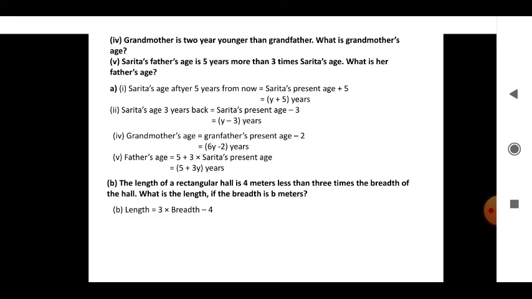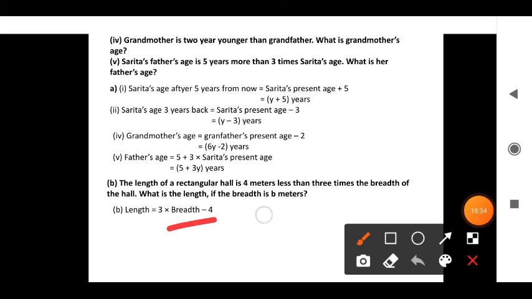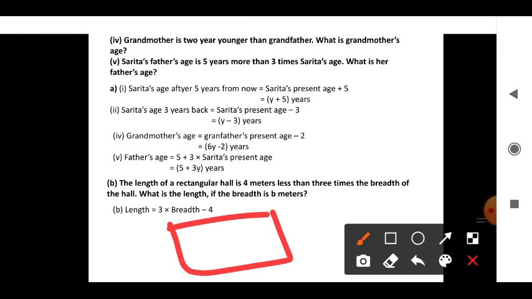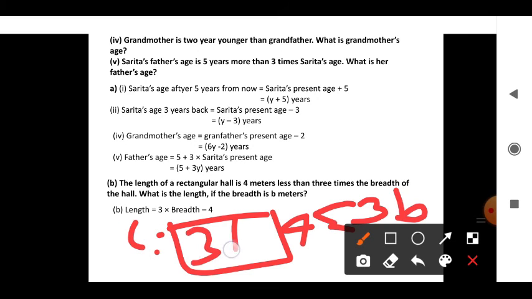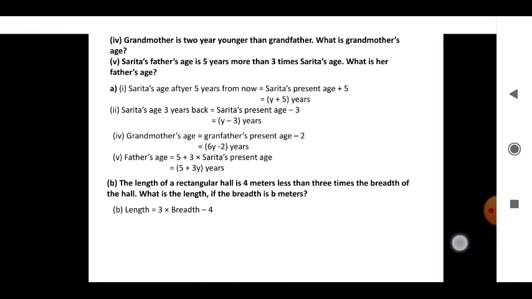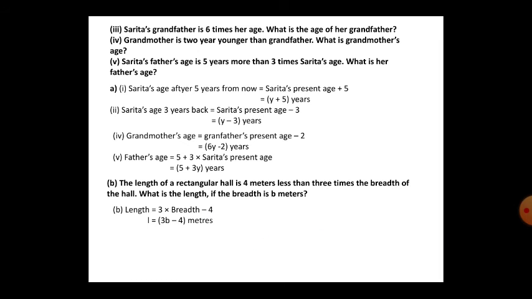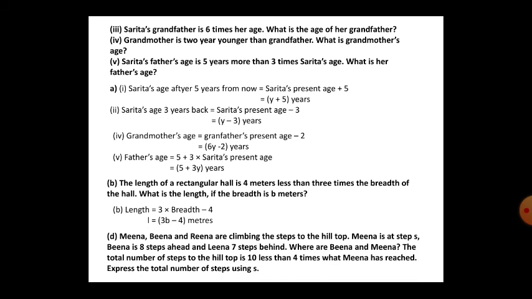So here length equals 3 into b minus 4, because it is a rectangle hall. The length is 4 meters less than 3 times the breadth, 3b. 3 times means 3b. So you can write length equals 3b minus 4 meters.